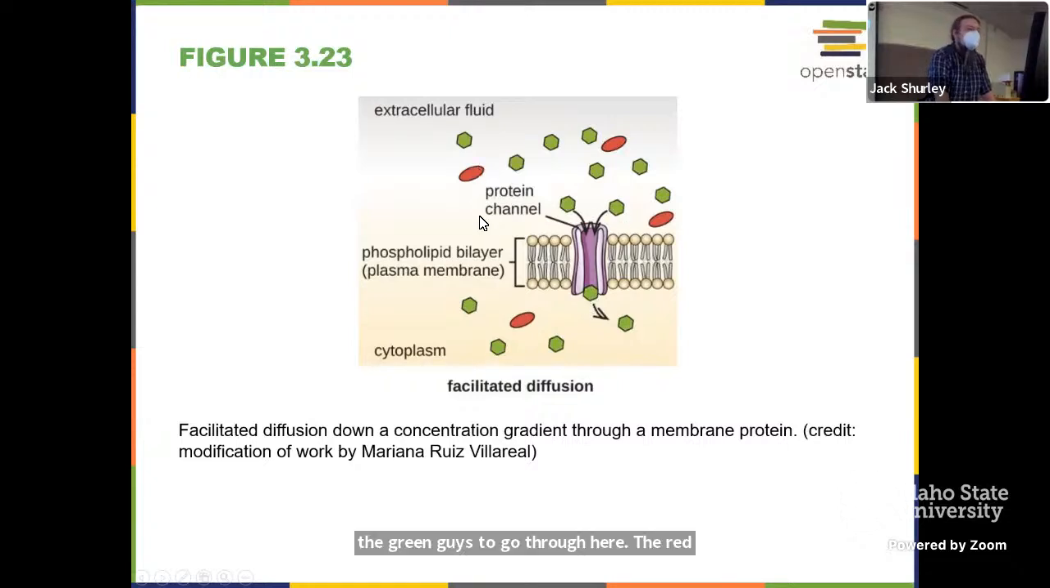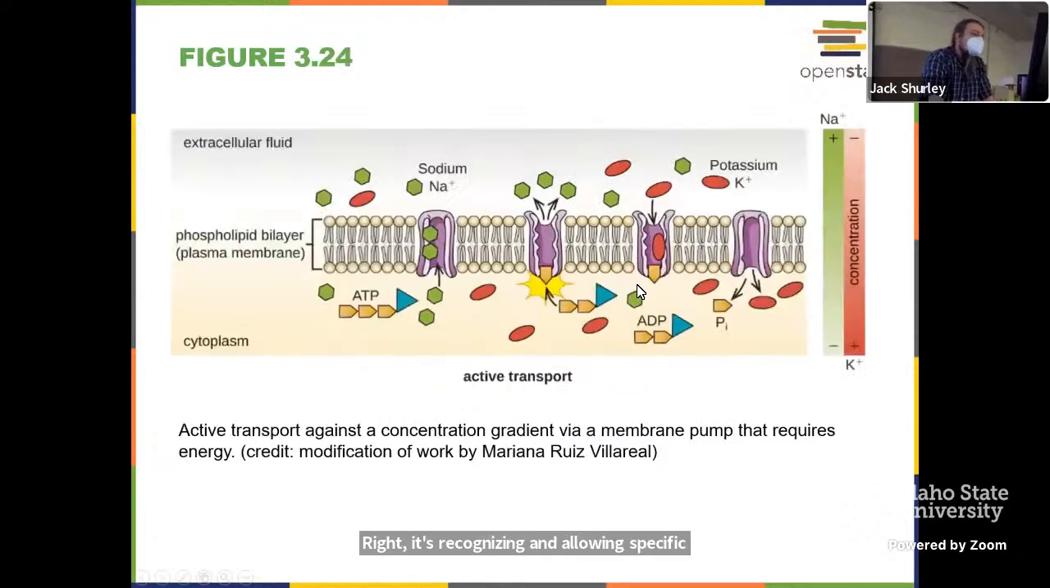The red ones, they can get through, but it's going to be a different mechanism or a different protein channel, all right? It's not just like an open portal that lets whatever the heck is passing by get through there because you happened upon me, right? It's not like that, right? It's recognizing and allowing specific things.